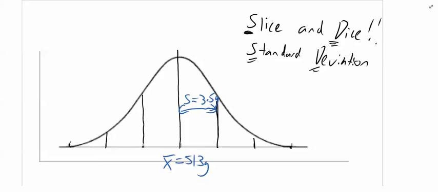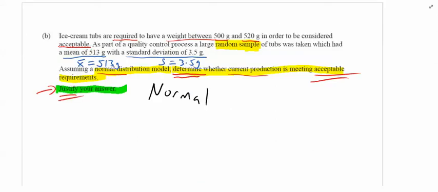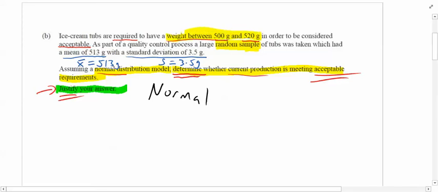Next, we return back to the question again and just check what we're being asked to find out. So acceptable weights are those between 500 grams and 520 grams. So unacceptable would be outside of that. And we're being asked to determine whether the current production is meeting acceptable requirements.